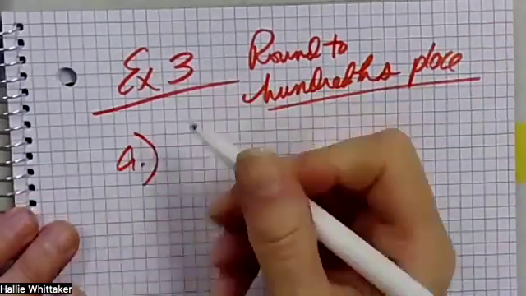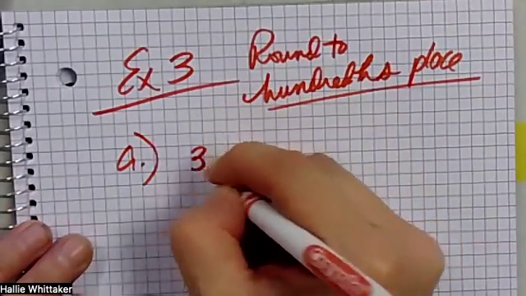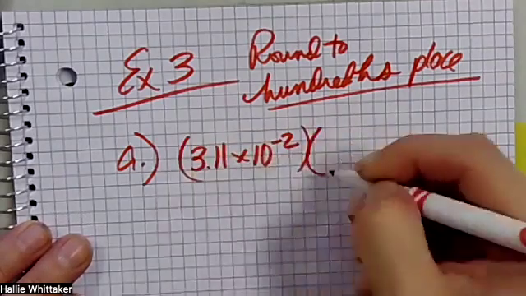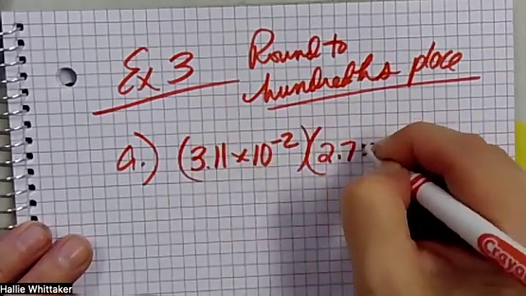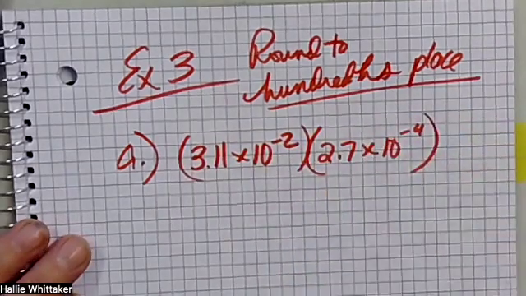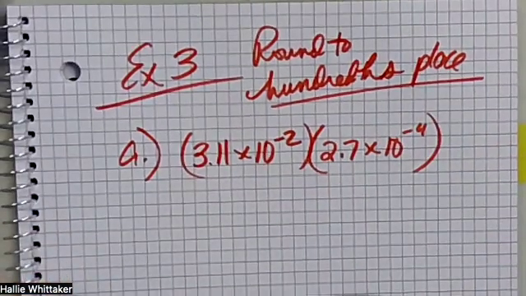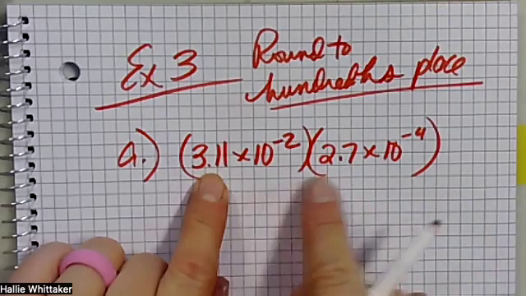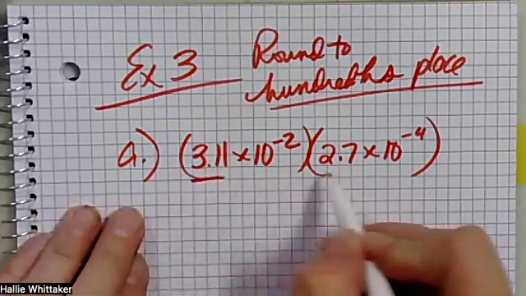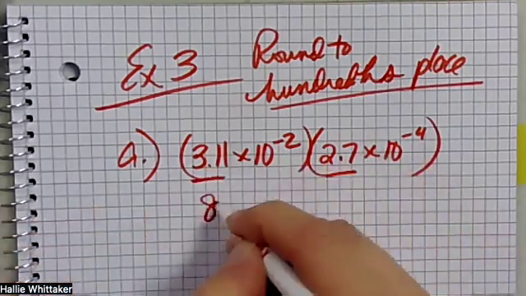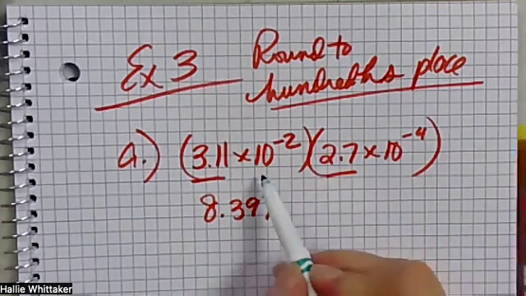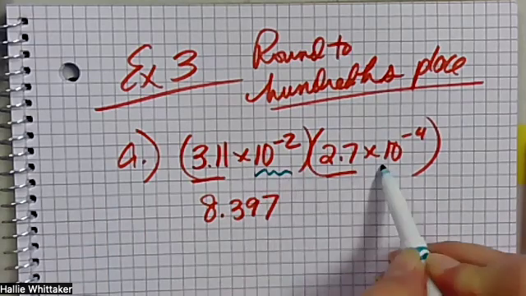Round to the hundredths place. So for this one, let's say you have 3.11 times 10 to the negative 2 times 2.7 times 10 to the negative 4. Kind of like the like terms again. You know you're multiplying. 3.11 times 2.7. Multiply those. You get 8.397. I'll just save you the time. And now look at this. I'll do those in squiggly.